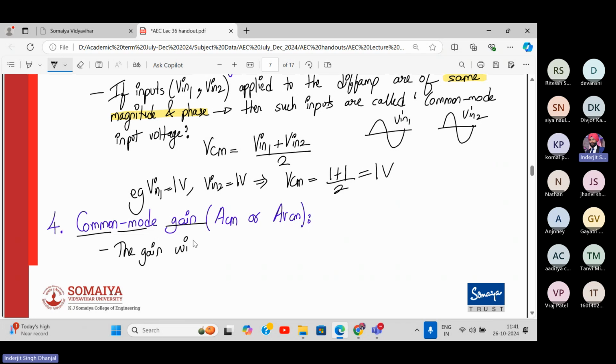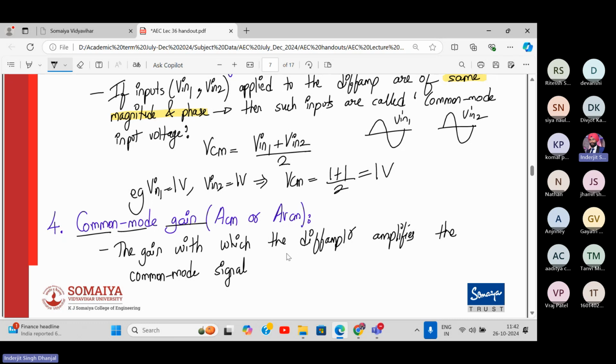The gain with which the differential amplifier amplifies. You all write the full form, differential amplifier. I'm writing the short form, but you all write it in full form. So the gain with which differential amplifier amplifies the common mode signal is known as common mode gain.